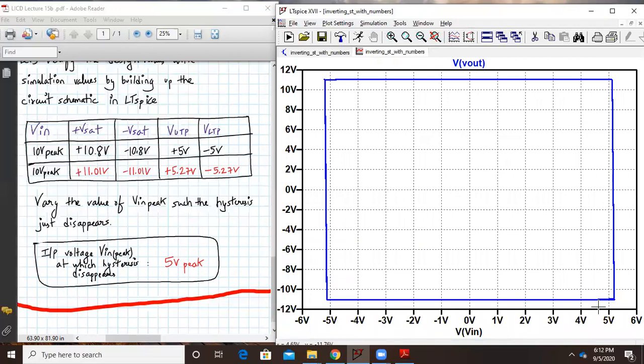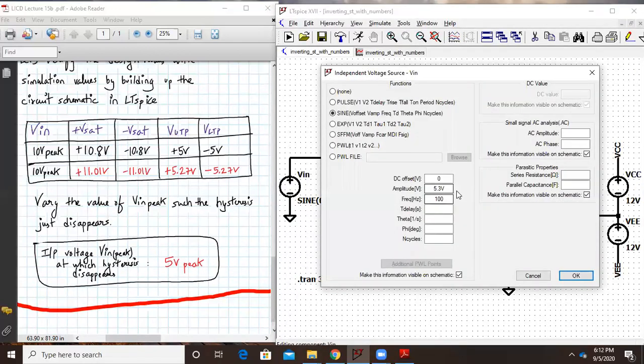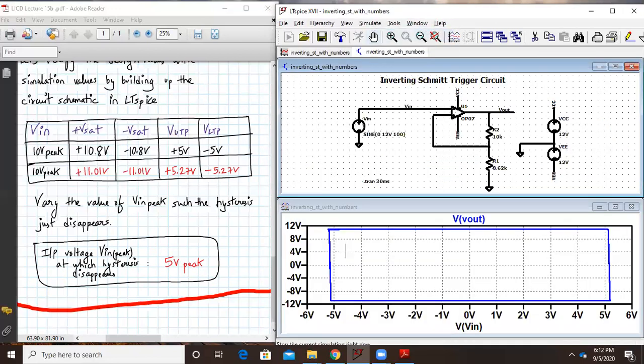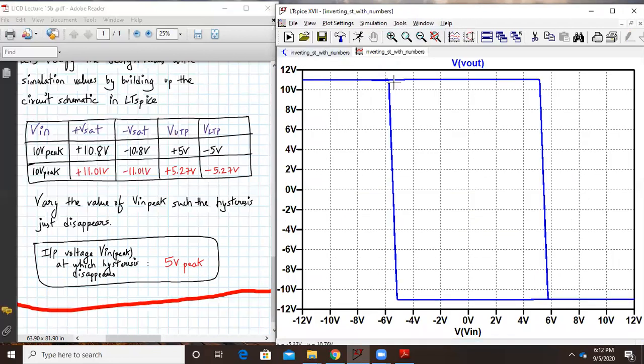See, the tail is missing slightly because we have just applied V in close to VUTP. Now if I increase this to 10 volts or let's say 12 volts, the tail will slightly increase. What I mean to say is this part, this tail. This is called the tail, on the positive side and on the negative side. So this will go on increasing as we go on increasing the value of V in.